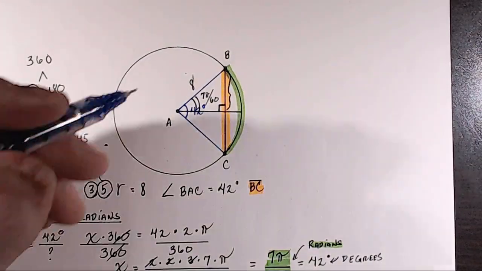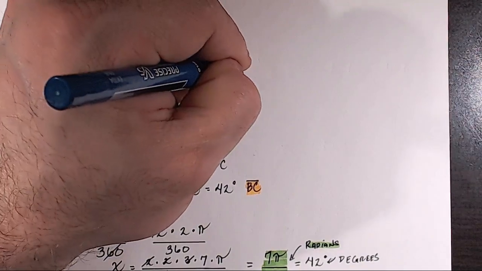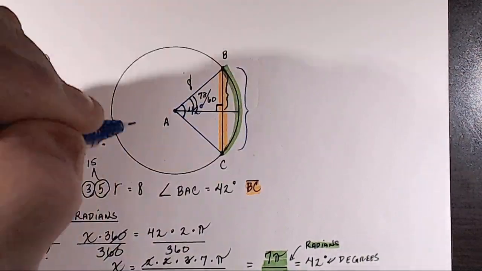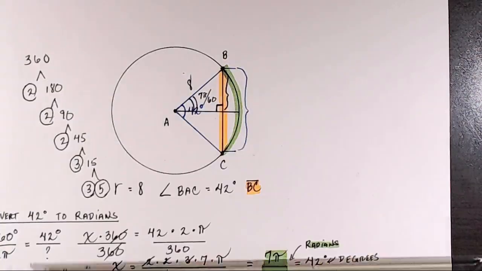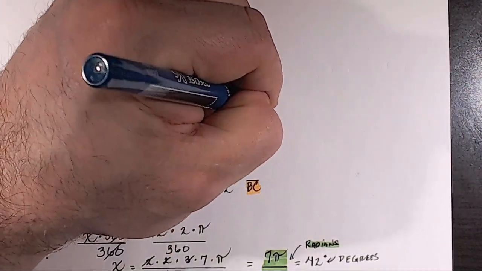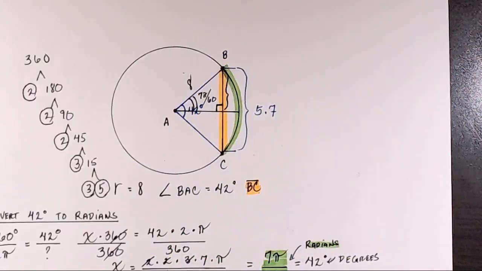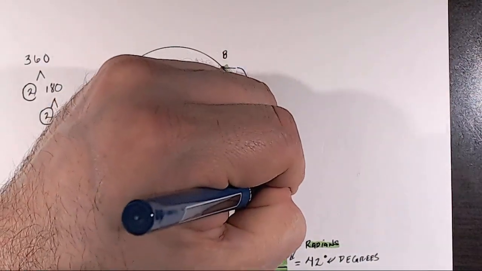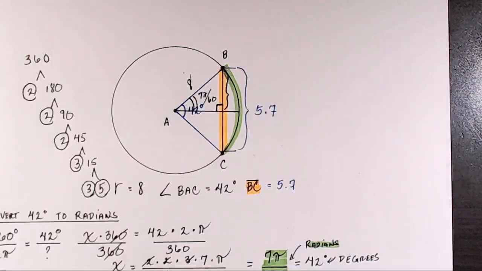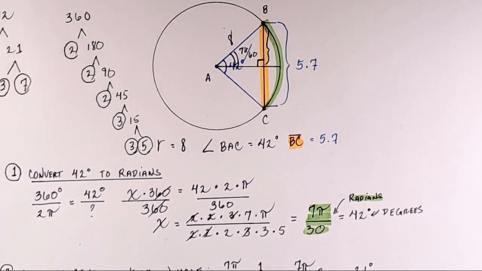Go back here, and this whole distance, this height right here, is 5.7, approximately. So BC is approximately 5.7. And that is how you find the distance of a chord.